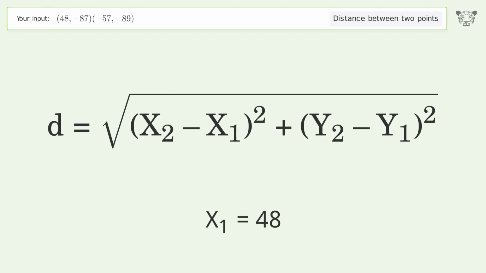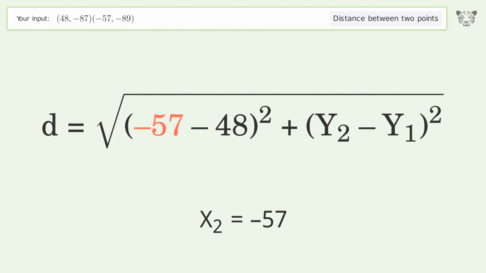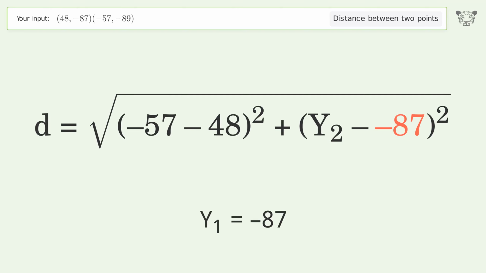x1 equals 48. x2 equals negative 57. y1 equals negative 87. y2 equals negative 89.